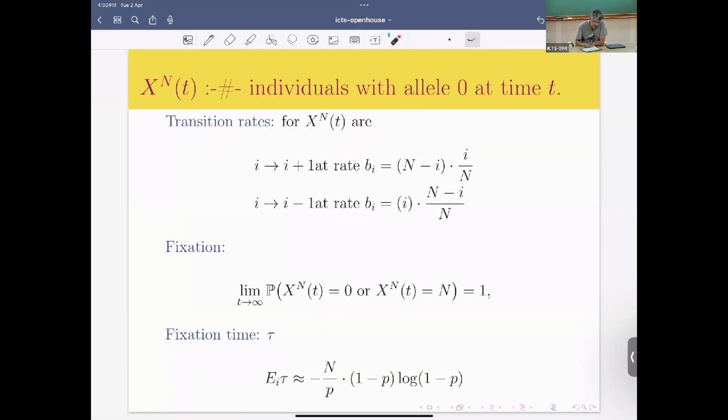So you look at X_n as the number of individuals with allele 0 at time t. So the number of alleles will go up by 1 at rate b_i. What is b_i exactly? You have i over n of your own people, and you should not choose anybody from n minus i. That's why it'll go to i plus 1. You'll go down by 1 if you take somebody from n minus i. It's something very simple. That's a simple Markov chain with rates.